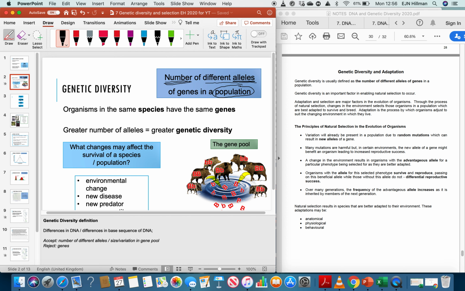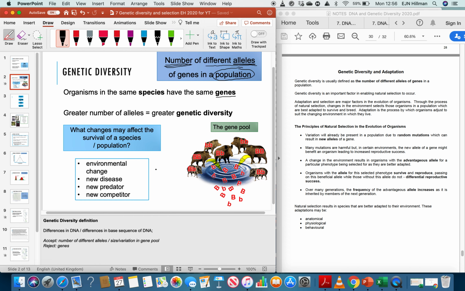Okay, so all of those organisms in the same species have the same genes. Now they might have the same genes, however, they may have different versions of those genes, alternative versions of those genes, which are known as the alleles. And those alleles, if you think back to all of the work that we've been doing on DNA and genetic diversity, are determined by the differences in the nucleotide base sequence of DNA. So if you were trying to define that, I think the easiest thing to say is the number of different alleles of genes in a population.